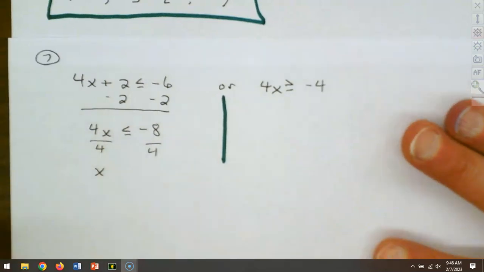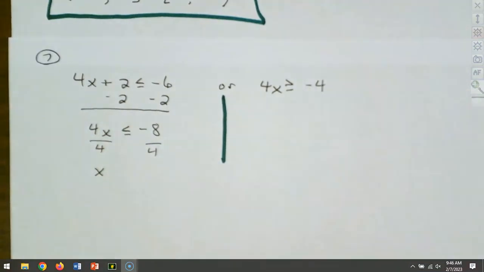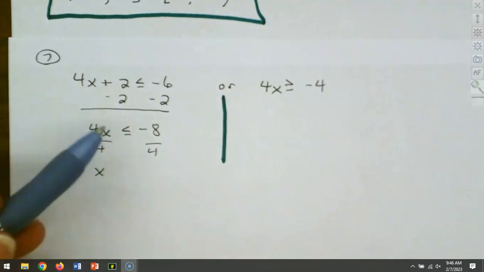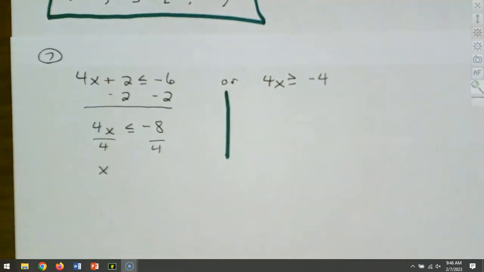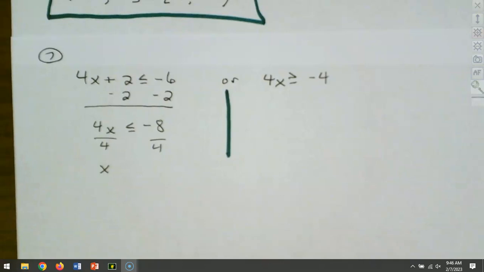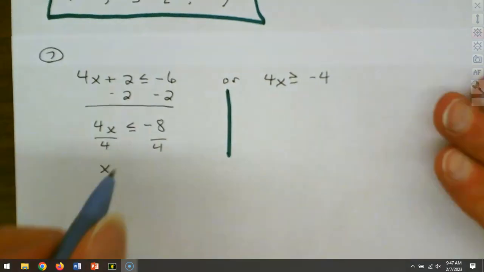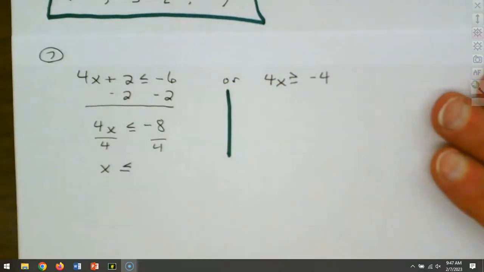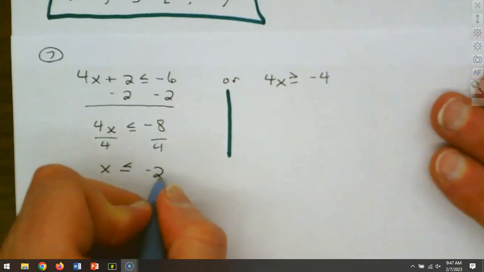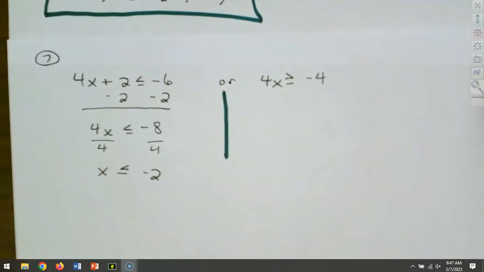Do we flip the inequality symbol? Yes or no? Are we going to flip the inequality symbol here? No. Why do we not flip the inequality symbol? Okay. Yep, we divided by 4, which is a positive number. So it stays the same. So that is less than or equal to. And negative 8 divided by 4, well, that makes it a negative 2, doesn't it?